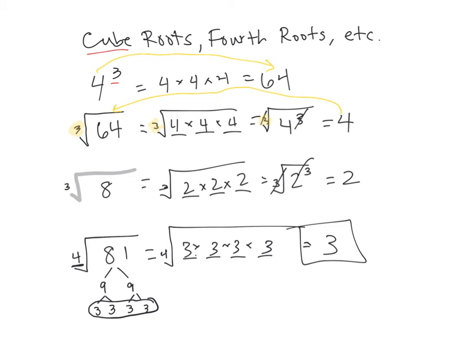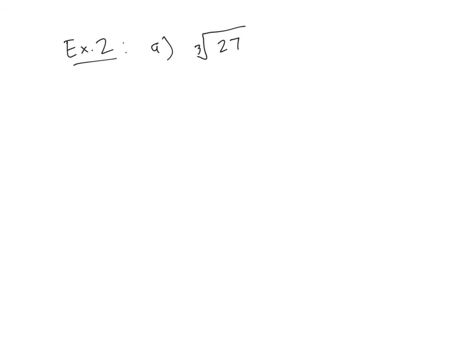So again, we could have a 3 as the index, a 4, a 5, a 6th root, a 7th root, whatever root that is, that's just going to be the index number. And that's going to be how many numbers you'd have to have inside the root in order to pull 1 out. All right, let's try another example.